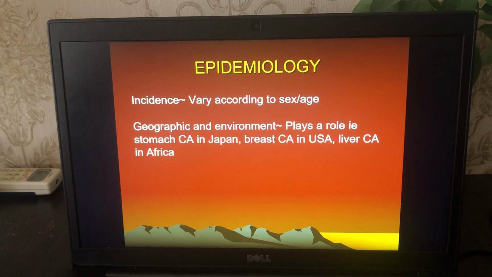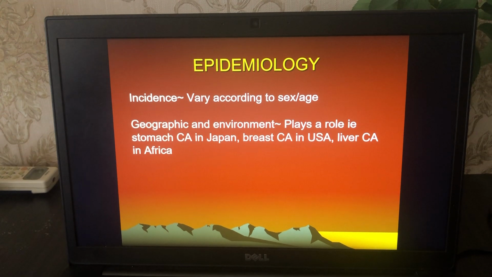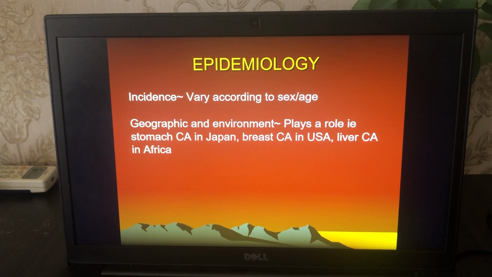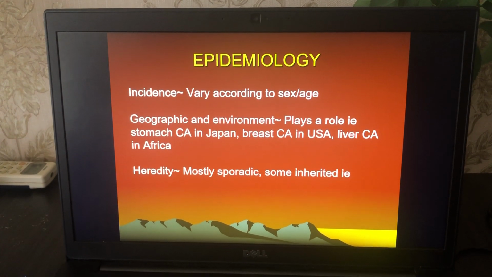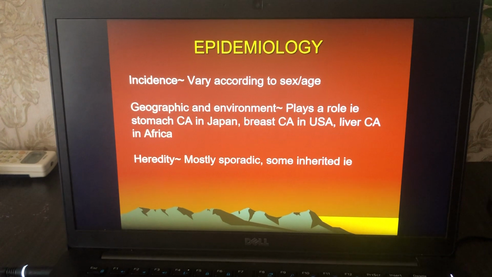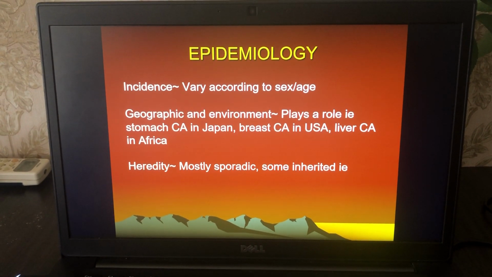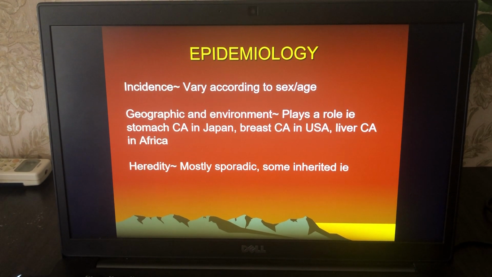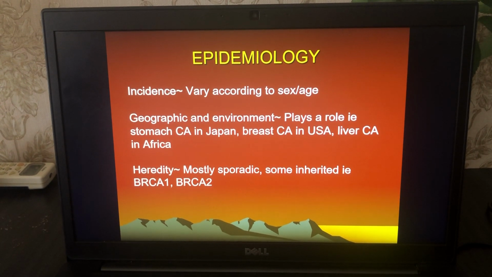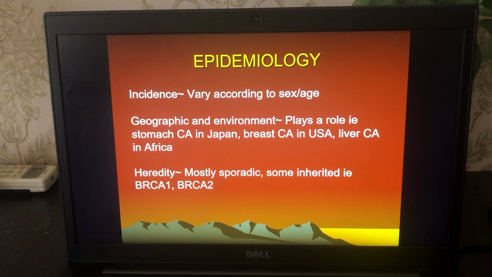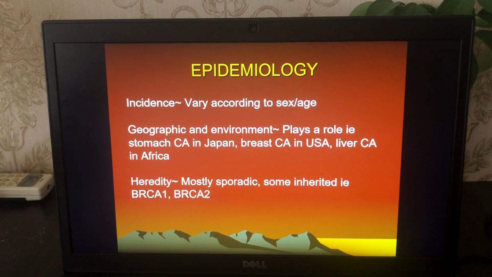While liver cancer in Africa is because of the high rate of hepatitis B and C in Africa, which gives them a higher predisposition towards developing liver carcinoma, which is why it's higher in that continent. Now, heredity. Some cancers are inherited, but most cancers are sporadic. That means it just occurs randomly. We don't know why some people get it and why some people don't. But the inherited ones tend to be the breast cancer type, which is BRCA1 and BRCA2. If you have this gene, you have a much higher percentage of having breast cancer compared to the general population.